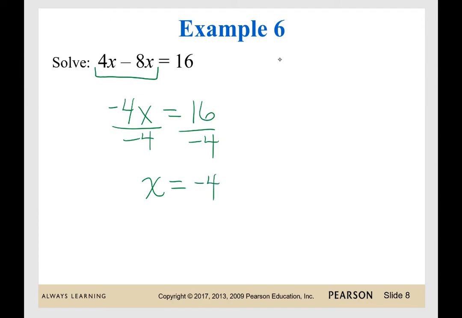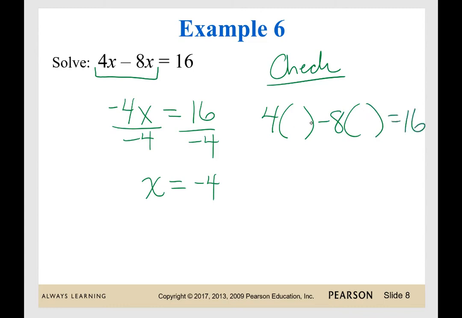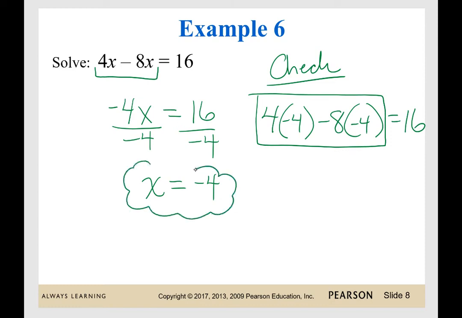So as these problems get more complicated, the check is going to be even more important. So 4 times, again, I'm going to do my skeleton first. Inside the parentheses, I'm going to put a negative 4. And then again, if you want to type this in your calculator exactly as it appears and press enter, you should get 16. So if you want to use the calculator at this point, it's really helpful. Just write it down so that you know exactly what to put in your calculator, and then use that calculator to do the check.